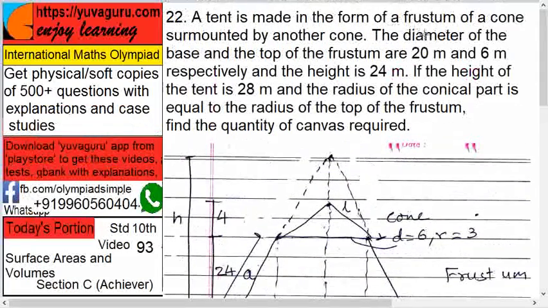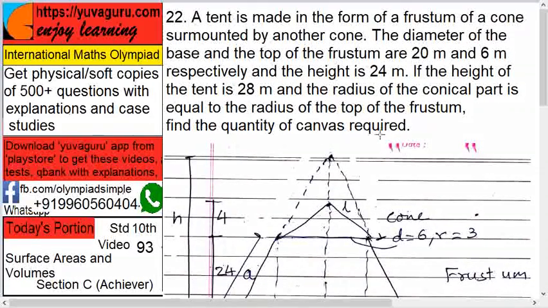Next, the height of the tent is 28 meters, meaning the total height is 28. So this is 24, so the remaining height of this cone will be 4, right? And the radius of the conical part is equal to the radius of the top of the frustum, meaning this cone is exactly fitted on this top. That's why both the radii are the same.